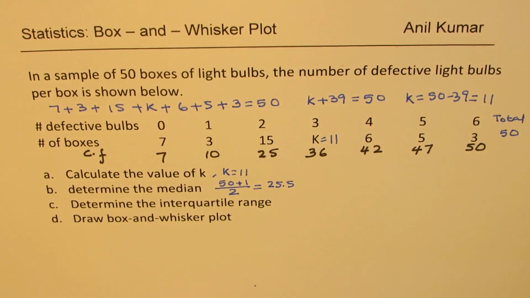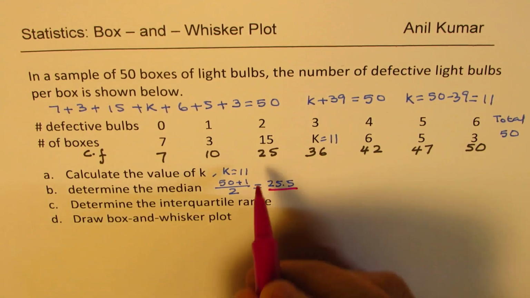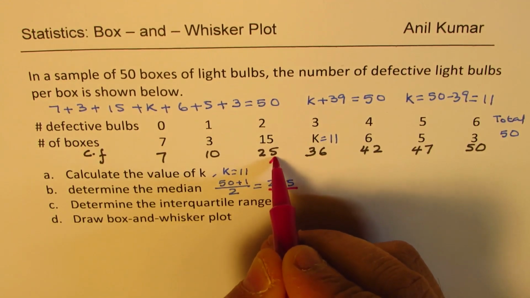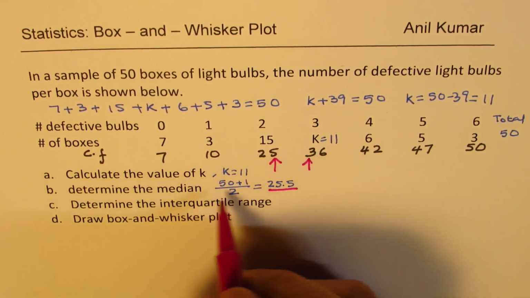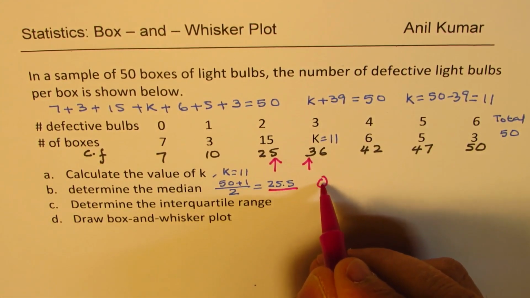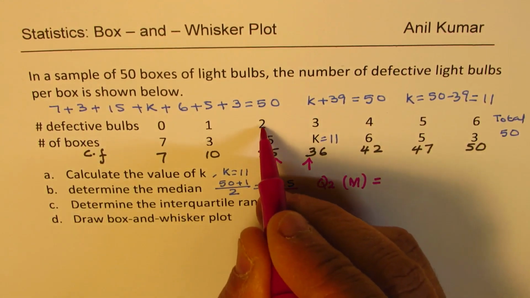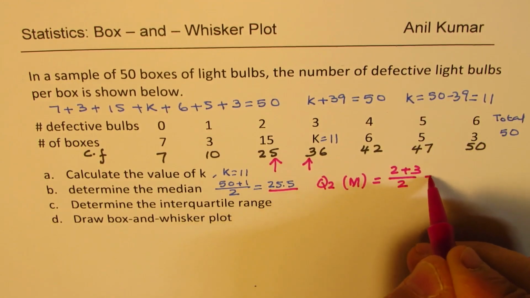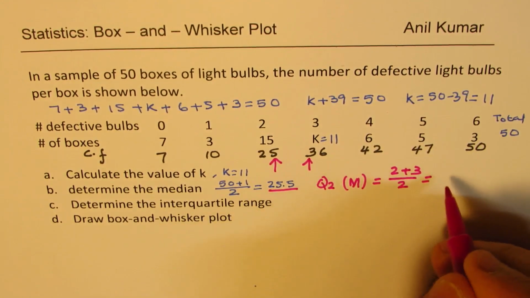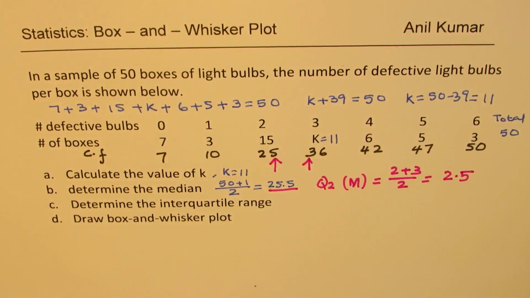So what do you notice? The number which you are looking is 25, that means it could be here or there, right? So between these two. So that means the value of Q2, or you can say median, is basically equal to 2 plus 3 divided by 2. So that is 5 divided by 2 is 2.5. So 2.5 is your median, right?